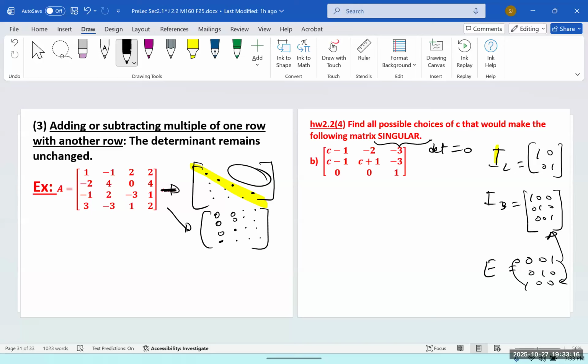Or this is another elementary matrix: 2, 0, 0, 0, 1, 0, 0, 0, 1. Why is it an elementary matrix? Because if you divide that row by 2, you'll get the identity matrix.